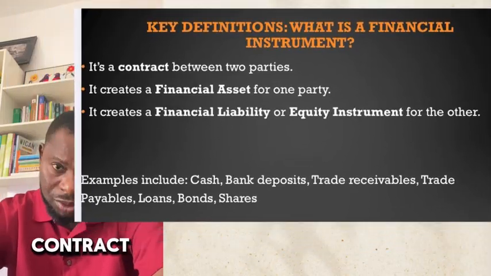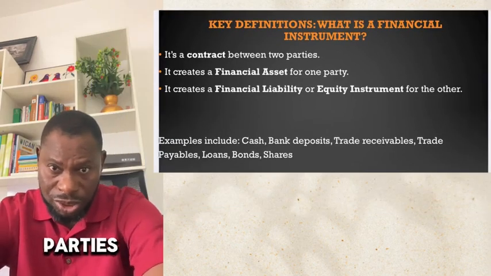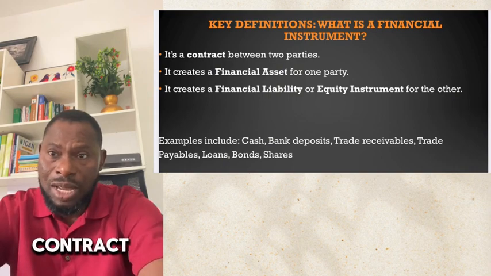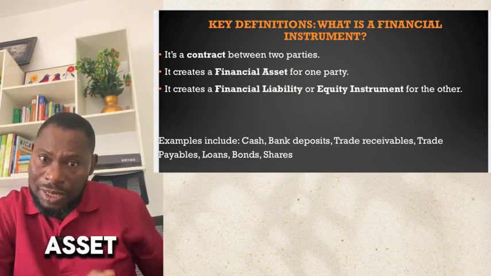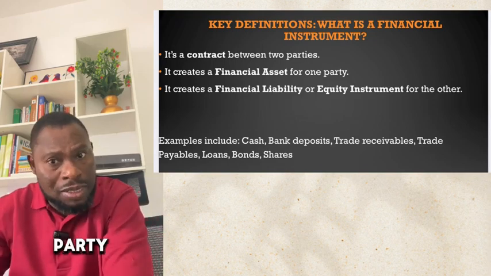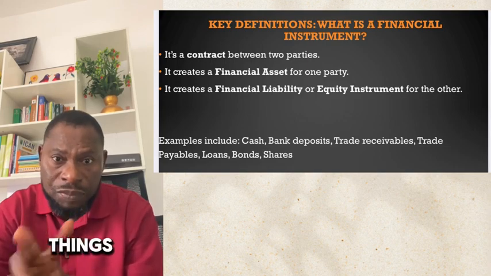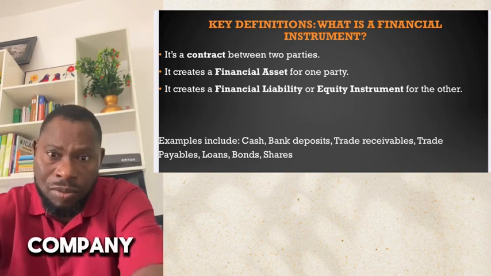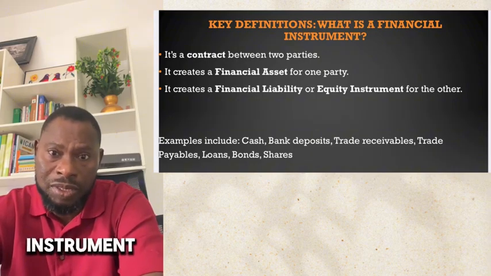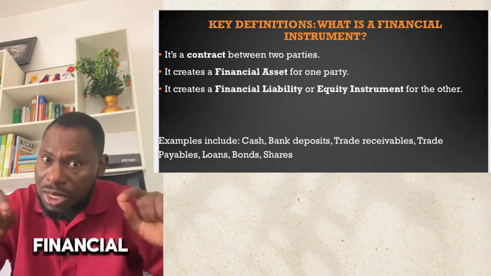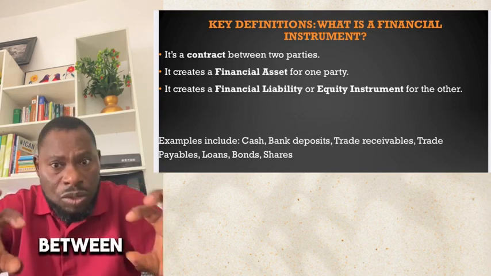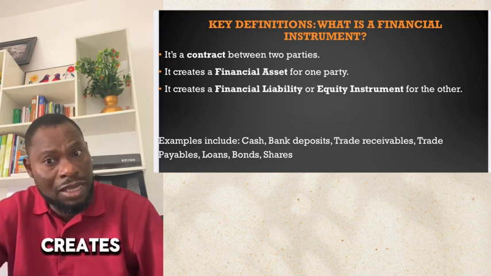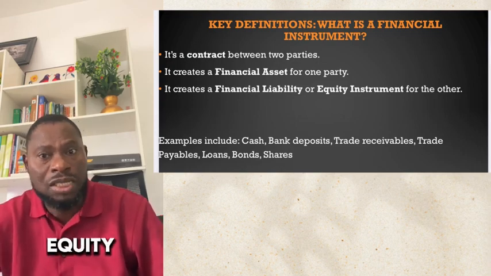Firstly, it is a contract between two parties. Okay? You know what a contract is. And the contract creates a financial asset for one party, and in the other party, it creates either of two things. It creates a financial liability or an equity instrument of that other company. So this is what a financial instrument is. It's simply saying that a financial instrument is a contract between two parties that creates in one party a financial asset, and in the other, it creates either a financial liability or an equity instrument.